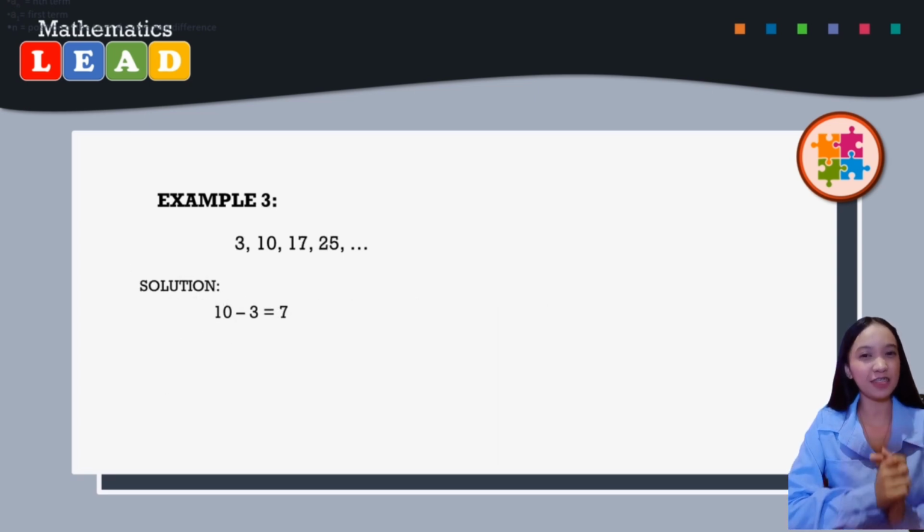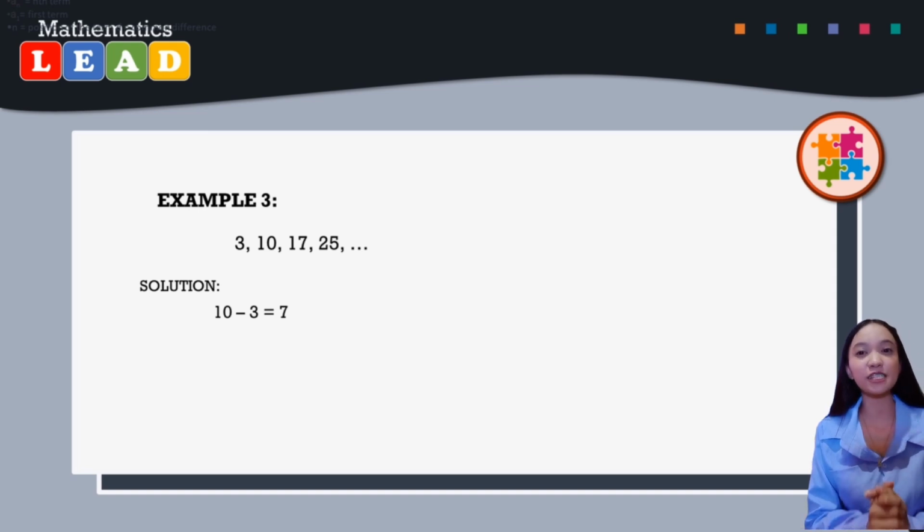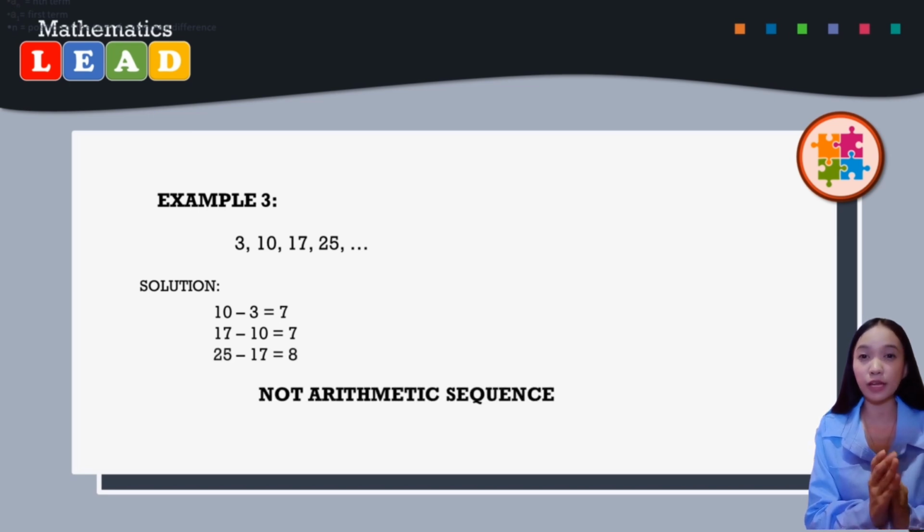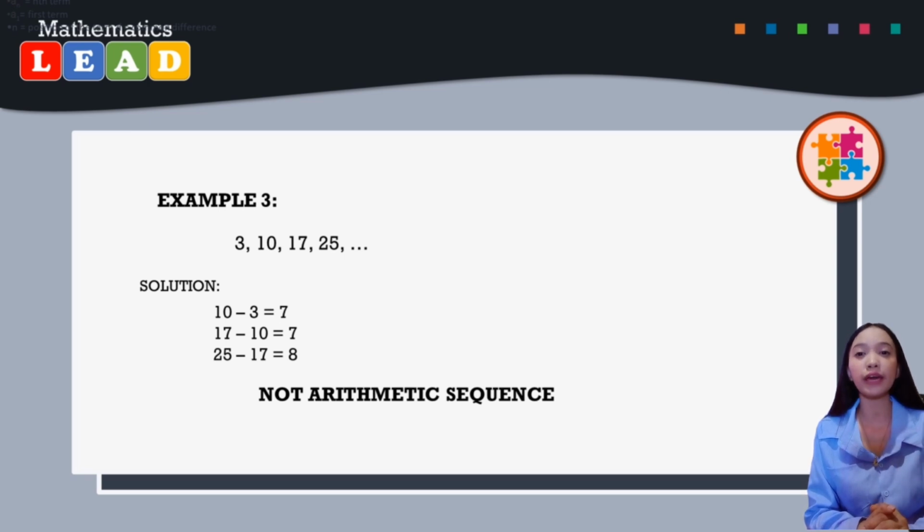Let us have another example. We have 3, 10, 17, 25, and so on. Let us check if there is a common difference. 10 minus 3 is equal to 7. 17 minus 10 is equal to 7. And 25 minus 17 is equal to 8. There is no common difference because 7 is not equal to 8. Therefore, the sequence is not an arithmetic sequence. Okay, class, are we clear?